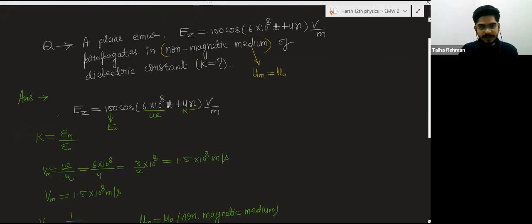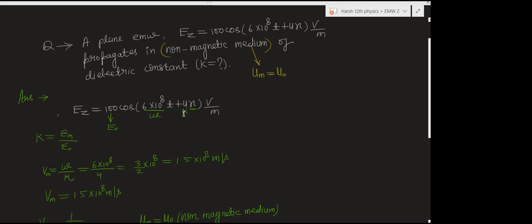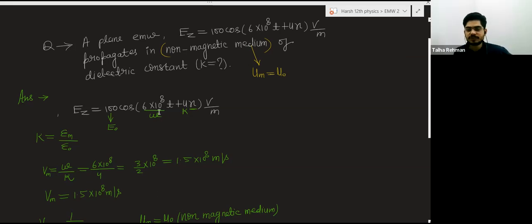So with t, there will be omega. The coefficient of time will be omega. The coefficient of x will be k. K is the wave number. Omega is the angular frequency of the wave.